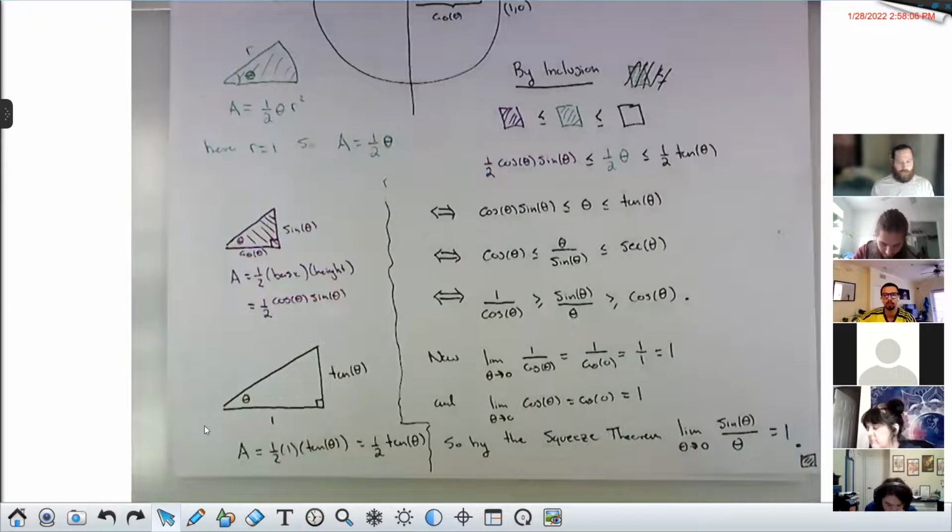And the next thing I want to do is just show you an example of a problem you can cook up using this limit, namely the other limit that we needed. And then I'll do one more, and then we'll get secant, tangent, cosecant, cotangent derivatives.